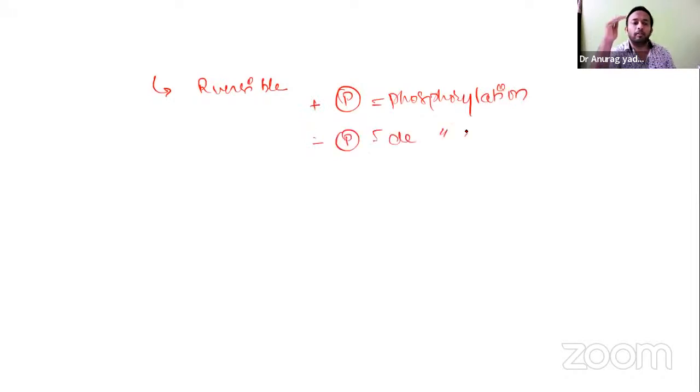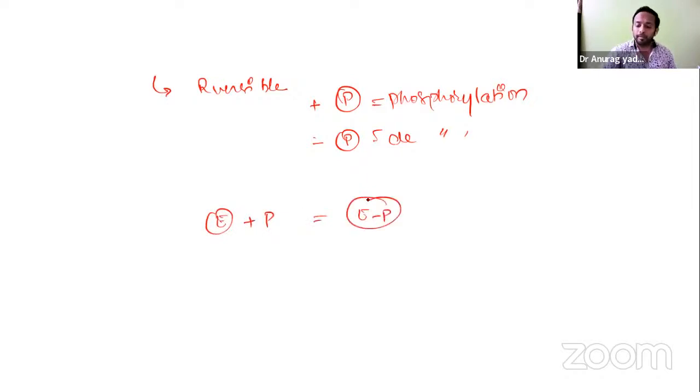Like for example, addition of phosphate group. We call it phosphorylation. Or removal of phosphate, that is dephosphorylation. Adding of phosphate group and removal of phosphate group to the enzyme will either activate the enzyme or inactivate the enzyme. So that is the reversible type. Like for example, this is the enzyme. Phosphate is added. It will form a complex, the phosphorylated enzyme.